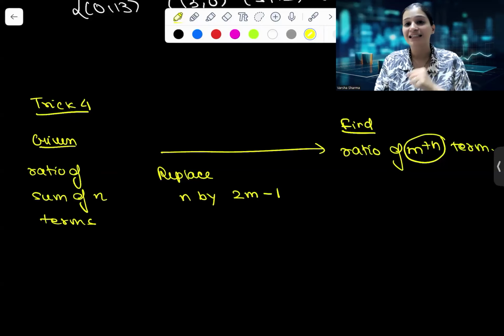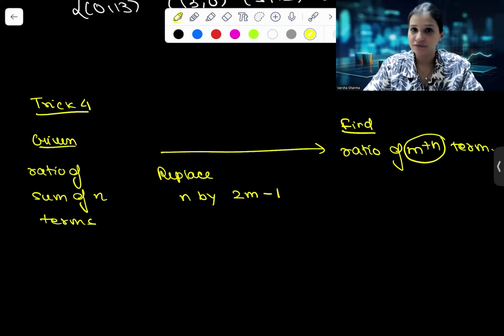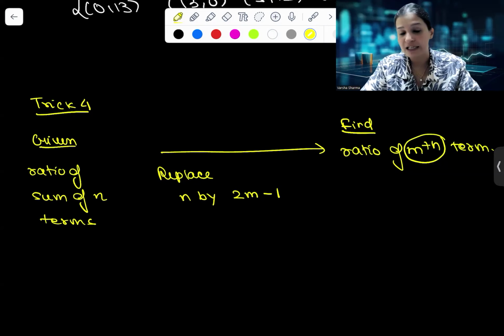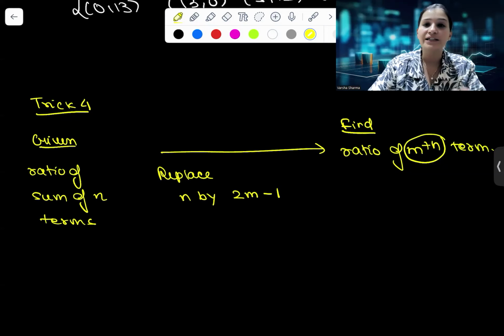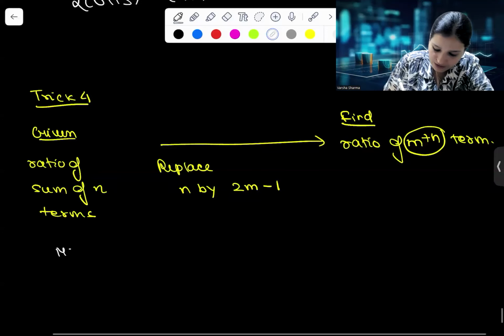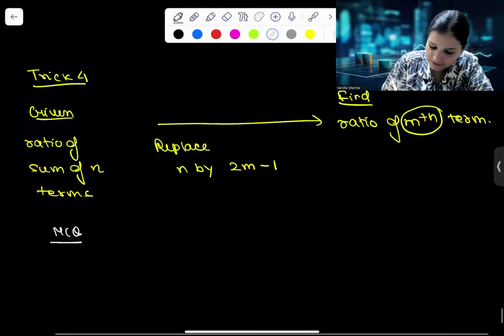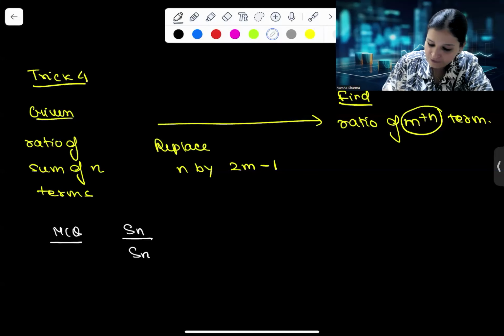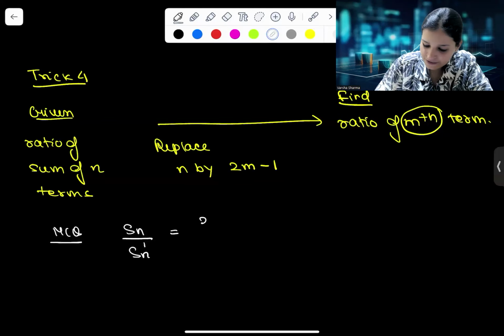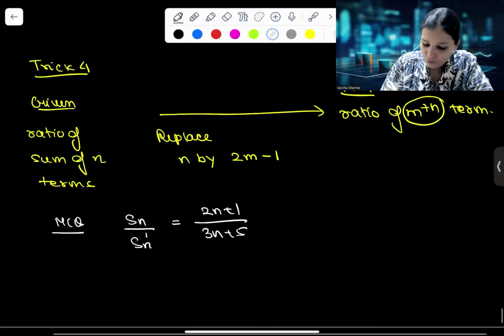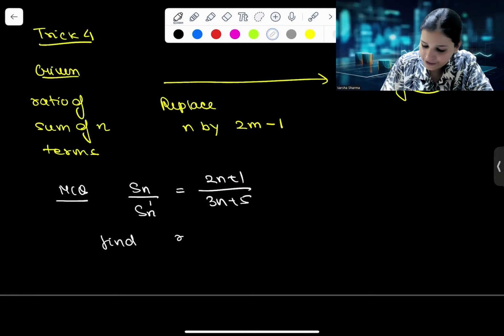If I want to find the ratio of 10th term, I'll take 10 into 2, 20, 20 minus 1, 19. I'll replace n by 19. If I'm finding the ratio of 14th term, then I'll take 14 double 28, 28 minus 1, 27. So I'll replace n both in the numerator and the denominator by 27. So if the question comes as an MCQ, that the ratio of the sum of n terms of two different APs is 2n plus 1 by 3n plus 5. This is given.